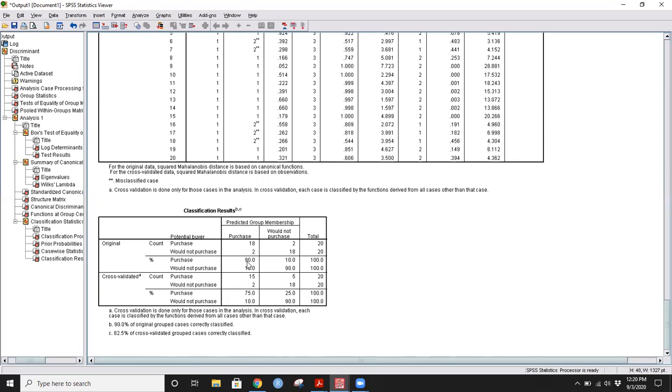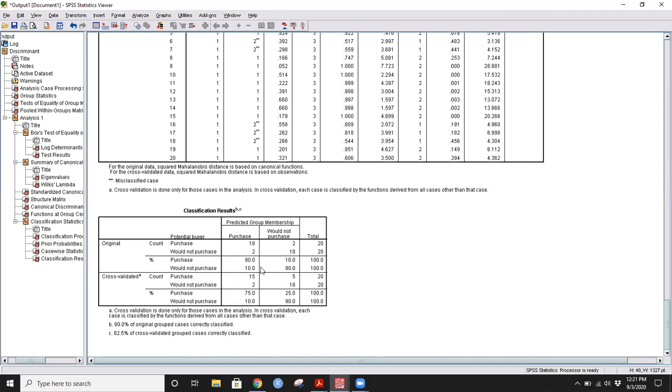Now similarly, we're going to look at the second group, that is would not purchase. So in would not purchase, we see that in the total customers 20, 18 were correctly classified as would not purchase, but 2 were incorrectly classified. Just the same, 18 upon 20 into 100 means the percentage of correctly classified cases in the second group is 90%. So 90% of would not purchase customers have been correctly classified.